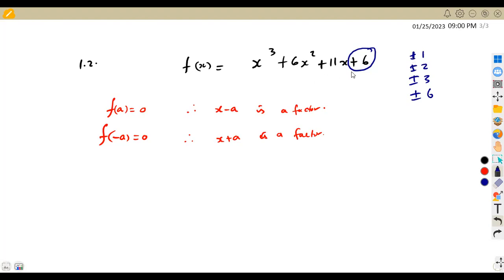So I'm going to start with 1 here. Let's substitute 1 and see what you're going to have. f of 1, that is what it means. If x is equal to 1, you're substituting 1 into f of x.